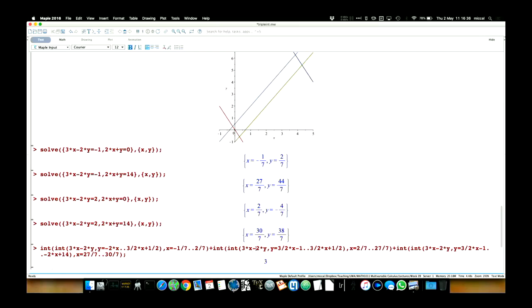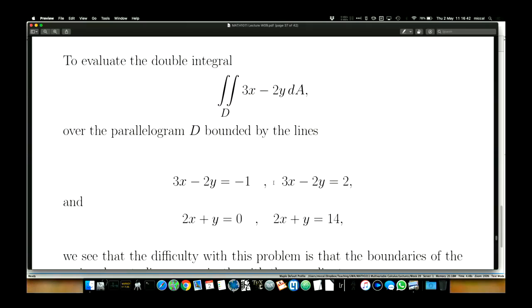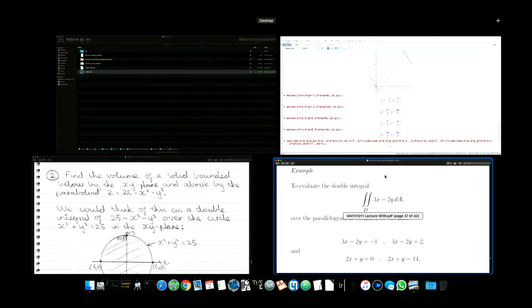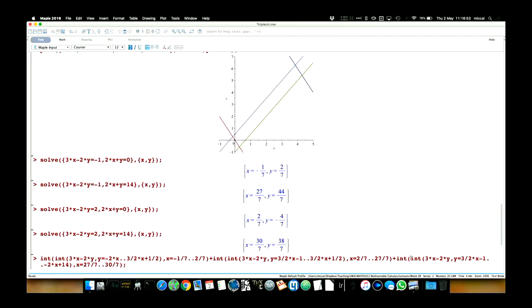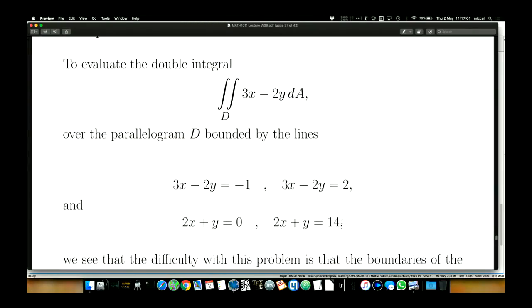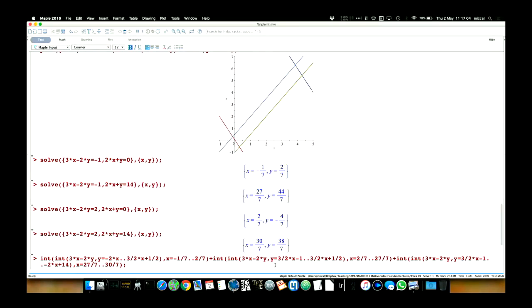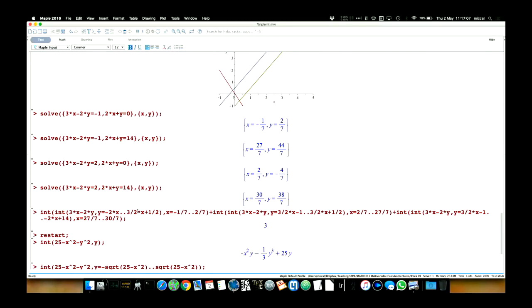Then I'd have y going from 3 on 2x minus 1 to 3 on 2x plus a half, right? So that's that curve to that curve, and x goes from 2 on 7 to 27 on 7. And then the last bit, I've got y going from this curve to this curve, which is 3 on 2x minus 1 to minus 2x plus 14, right, which is this one. And x going from 27 on 7 to 30 on 7. So that's three double integrals, all with different limits. And of course the answer annoyingly comes out as 3.